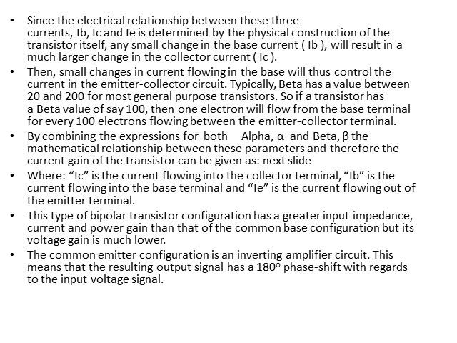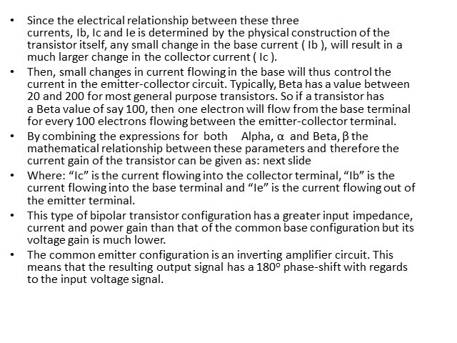Here the electrical relationship between the three currents IB, IC and IE is determined by the physical construction of the transistor itself. Therefore, any small change in the base current will result in a much larger change in the collector current. For example, small changes in the current flowing in the base will control the current in the emitter collector circuit. Beta has a value between 20 and 200 for most general purpose transistors. So, if a transistor has a beta value of say 100, then one electron will flow from the base terminal for every 100 electrons flowing between the emitter collector terminals.